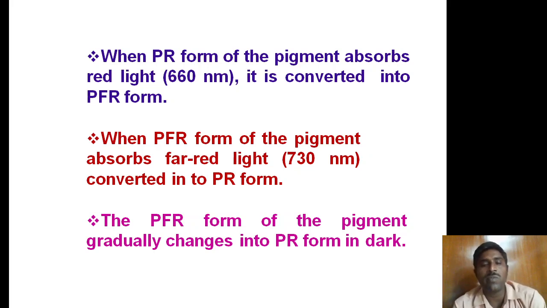The PFR form of the pigment gradually changes into the PR form in the dark. Generally, whatever PFR is formed and accumulated slowly converts into the PR form during the dark. PFR is the physiologically active form of the phytochrome pigment.